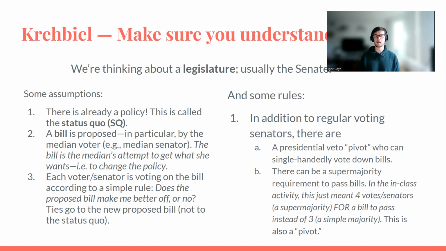First and foremost, we're talking about a legislature, and most of the time when people talk about Krehbiel, they're thinking about the Senate, right? Because the Senate already has an existing filibuster rule that it takes two-thirds of the Senate, or rather 60 votes, to end debate on a given bill. People tend to think about the Senate when they think about Krehbiel. So that's the first thing to note: we're talking about legislatures.